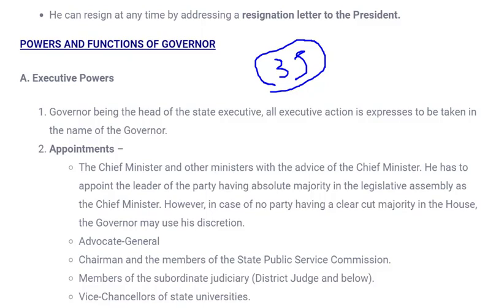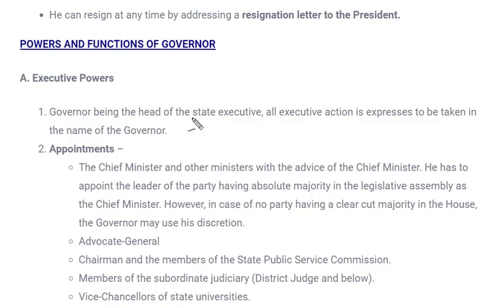Now moving to the powers and functions of the Governor. We'll compare the powers and functions of the Governor with those of the President, as the Governor acts at state level similar to how the President acts at central level. The President has many powers: executive powers, legislative powers, military powers. So we'll see each power one by one and what a Governor has, starting with executive powers.